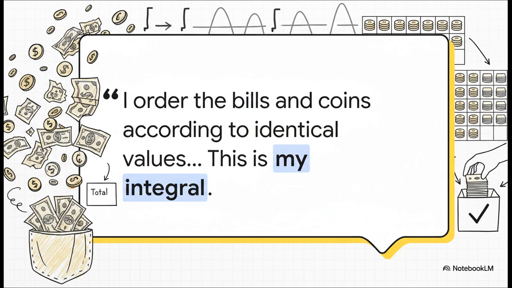But his method, the Lebesgue integral, is way smarter. As he put it, you first sort all your money into piles of identical value, all the pennies together, all the 20s together, and then you pay. Both methods get you to the same total, right? But that organized approach is way more powerful for solving the really, really tough problems.